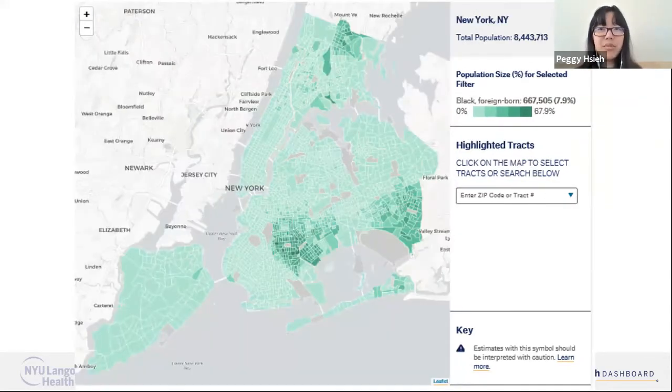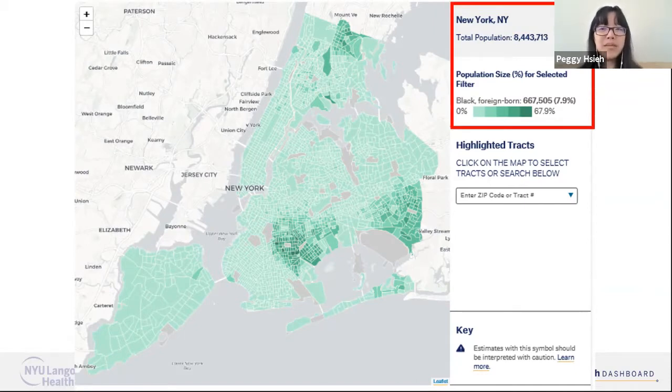Here's just one other example. We're using New York City. And as I mentioned, we have percent foreign born data on the site. So this example shows the percent of foreign born Black population in New York City. And again, you can see that although they make up about 7.9% of the total New York City population, in some neighborhoods, they can make up to about 67.9% of that neighborhood's population, as indicated in the dark green areas across the city here.